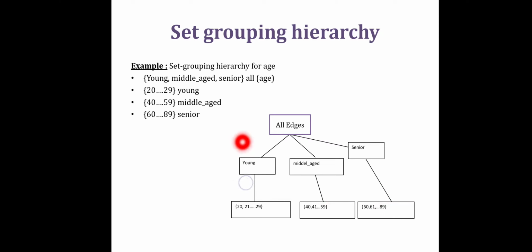So, in this way we have maintained a hierarchy over here, and that hierarchy shows a set of groupings. That is why it is called a set grouping hierarchy, where we define different sets like young, middle age and senior with different ranges like 20 to 29, 40 to 59, likewise. So, this is called a set grouping hierarchy, which is one type of concept hierarchy.